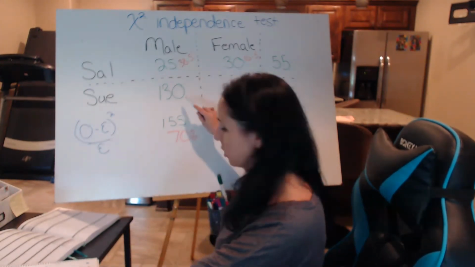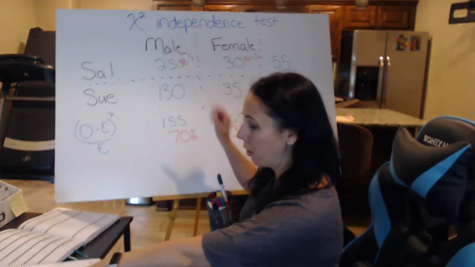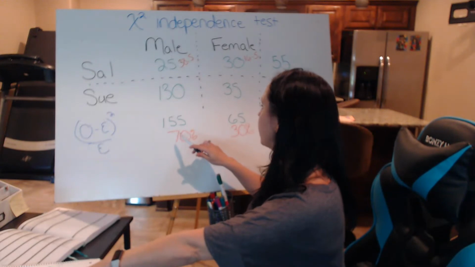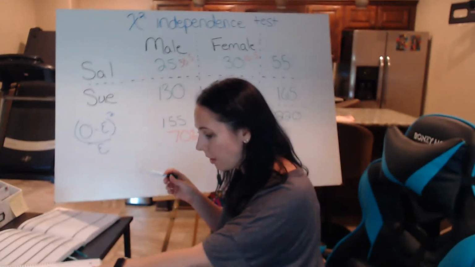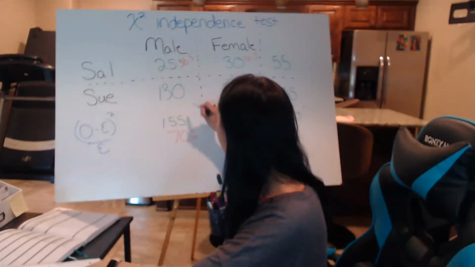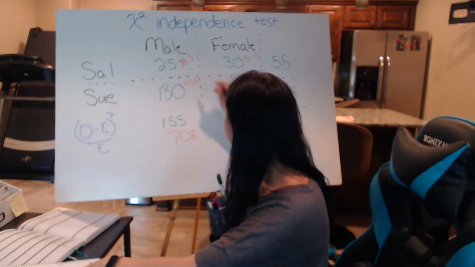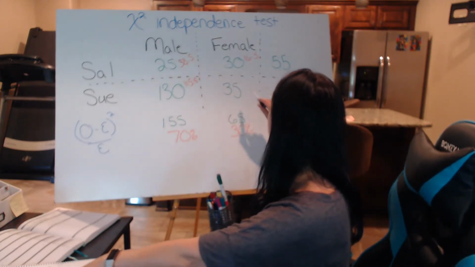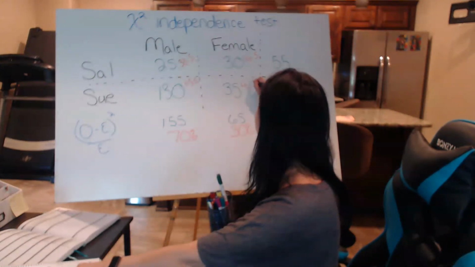Now, let's go down here to Sue. If we would expect 70% of our clients to be male, we're saying that we would expect 70% of her 165 clients to be male. 70% of 165 is 115.5. 30% of 165 is 49.5.